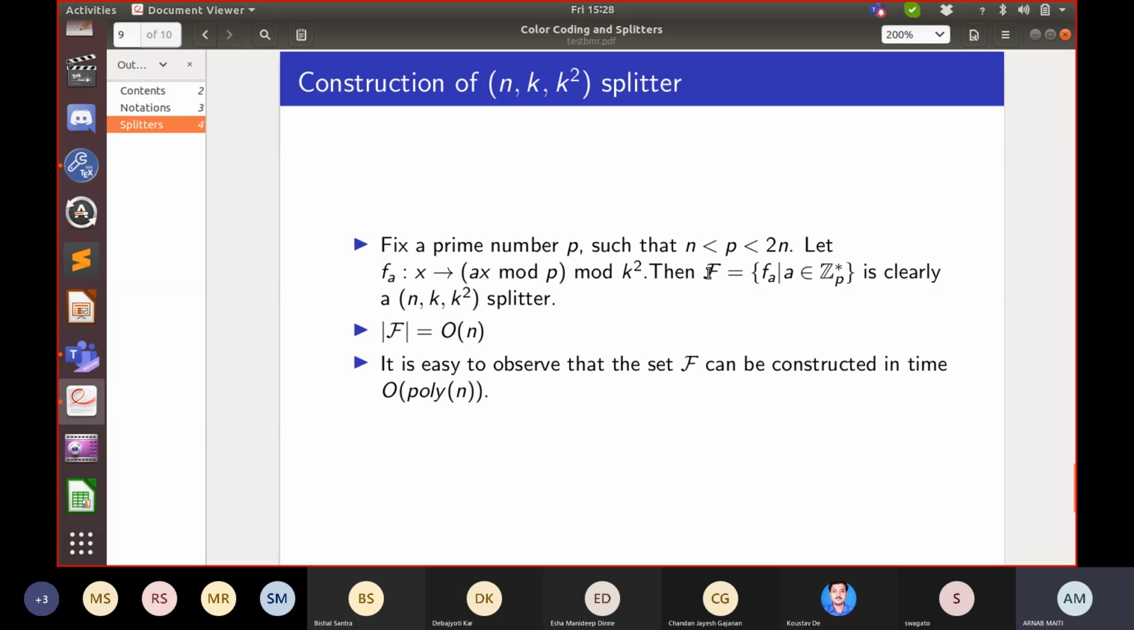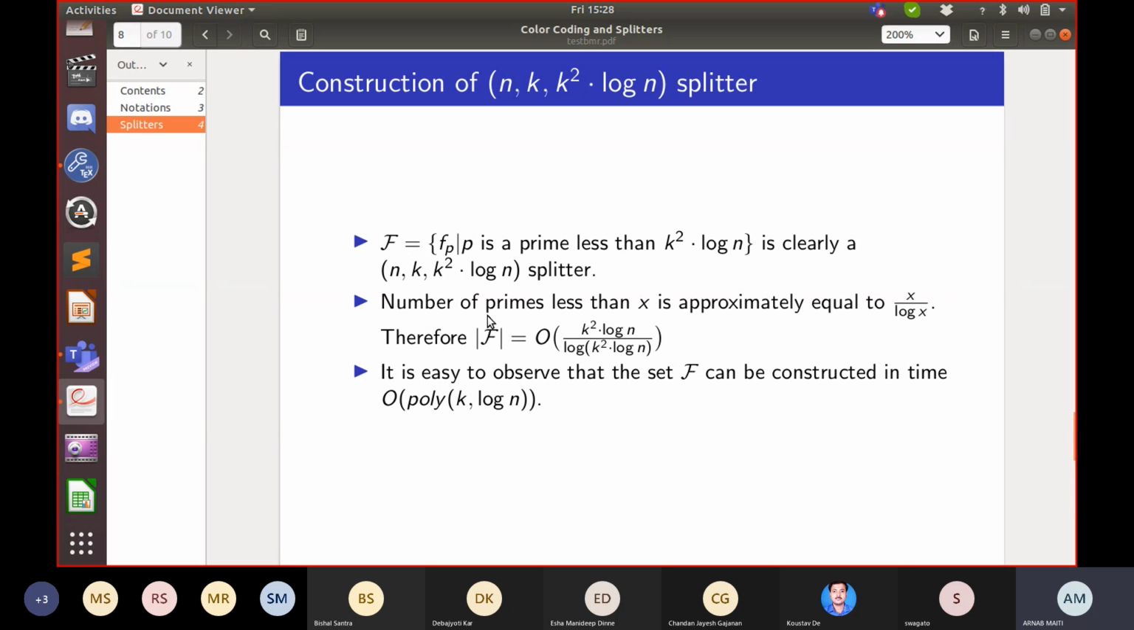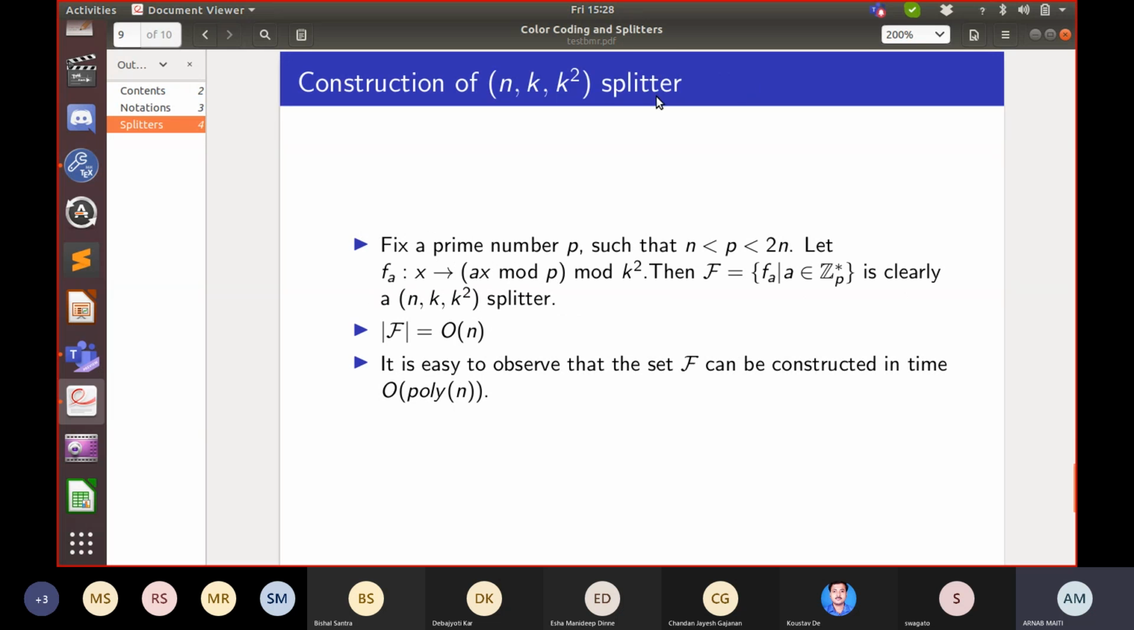Then we can show that this family fa such that a belongs to Z star p, where Z star p is nothing but 1 to p minus 1, is a k square splitter. Earlier we were looking at k square times log n. Now we are looking at k square. And since p is between n and 2n, the size of this family is order n, so you can easily construct it in polynomial time. So it's a very nice property, k square.